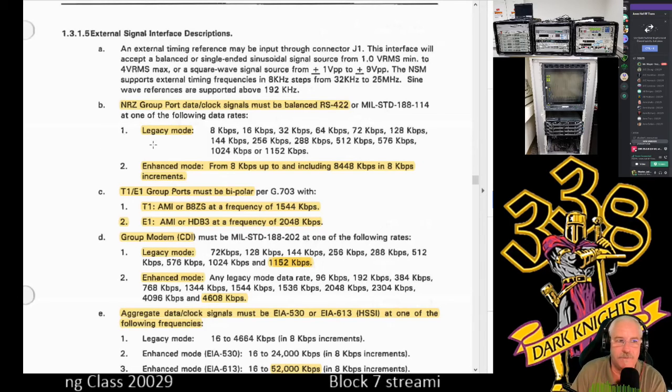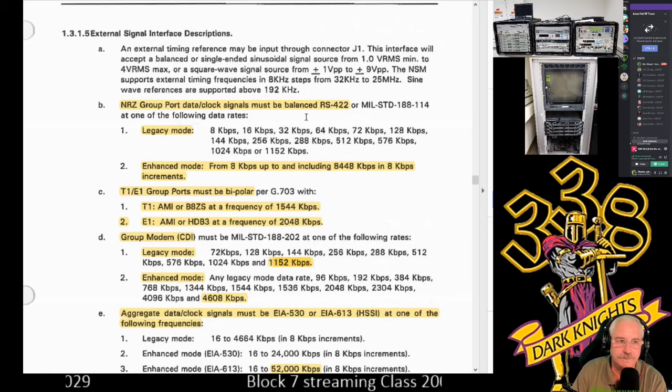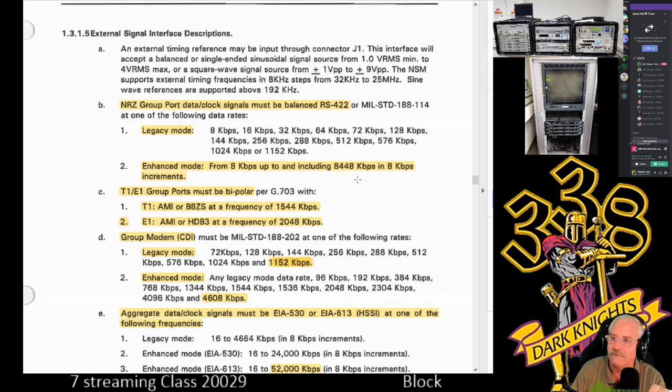You'll notice we have the NRZ must be balanced, where have you heard that term, RS422. It has a legacy mode and enhanced mode. You can see where we pulled the max data rate from the enhanced at 8.448 megabits per second. Well, wait a minute, you just said 8.44 megabits. It says kilobits. Well, I didn't say 8.448 kilobits per second. I said 8 point. Start to see there's interchangeability with these things.